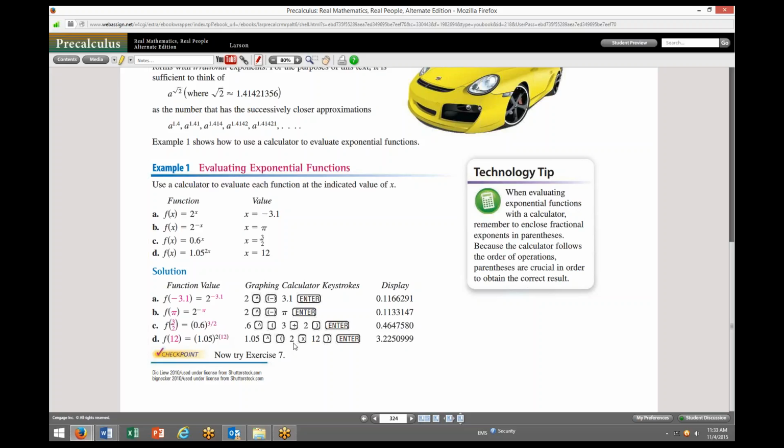And why do you have to do that? Well, if you do 1.05, exponent key, and then just do no parentheses and do 1.05 exponent key 2 times 12, here's what most calculators are going to do, not what you want it to do. It's going to do 1.05 to the 2 power, or square 1.05, and then multiply that times 12. And that's not what you want. You want it to be just simply the base 1.05 to the power of 2 times 12. So you have to put parentheses around that, or your calculator will probably give you an unintended result.